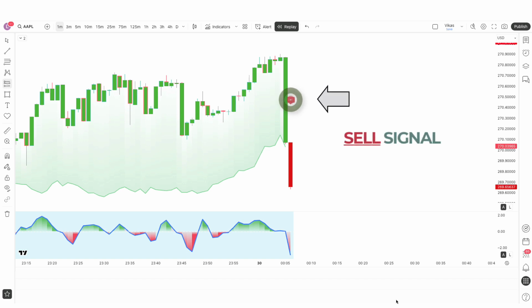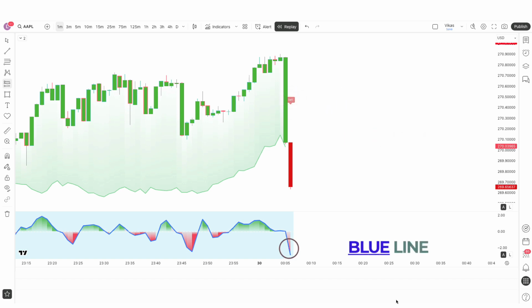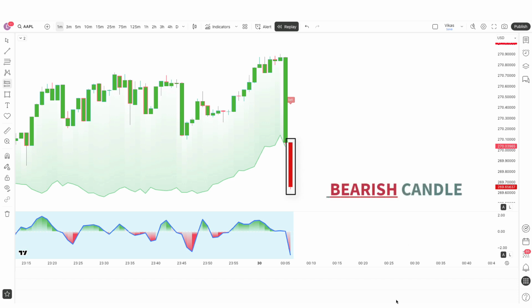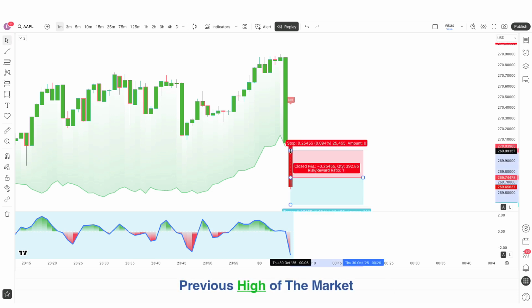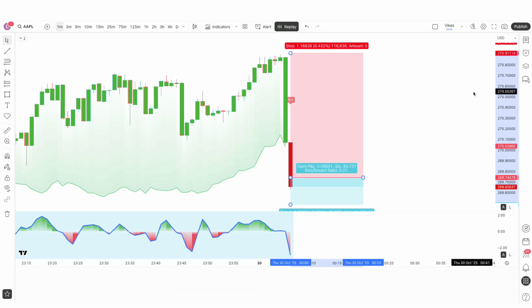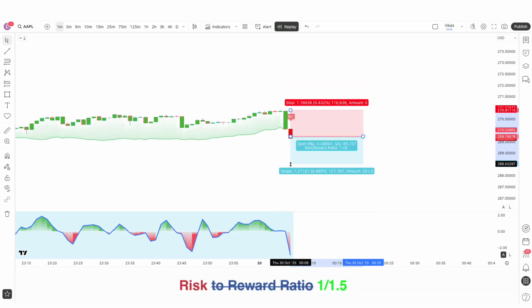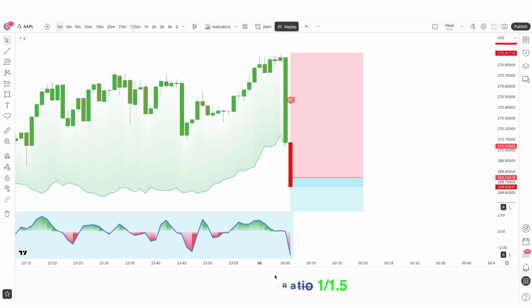Here the Swift Trend Indicator gives us a sell signal. Here the blue line of Trend Flex Oscillator is below the zero line. Here the market has made a bearish candle to give confirmation. So all our conditions are being fulfilled, so we are placing an order to sell. Our stop loss is to be placed at the previous high of the market. And the risk to reward ratio will be 1:1.5.